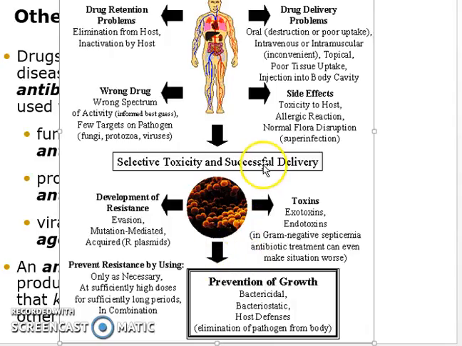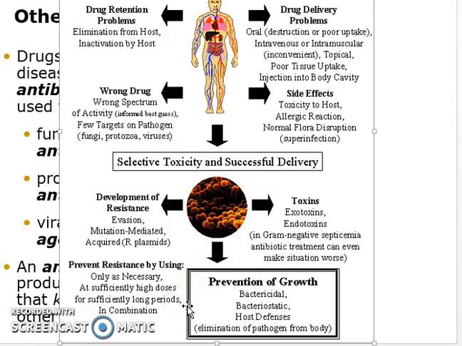So in a sense, when you kill these bacterial cells in the body, you're kind of opening a Pandora's box of toxins, and those toxins can cause a lot of necrosis or a lot of harmful effects inside the body. So those are some side effects that you have when using different types of treatment options.